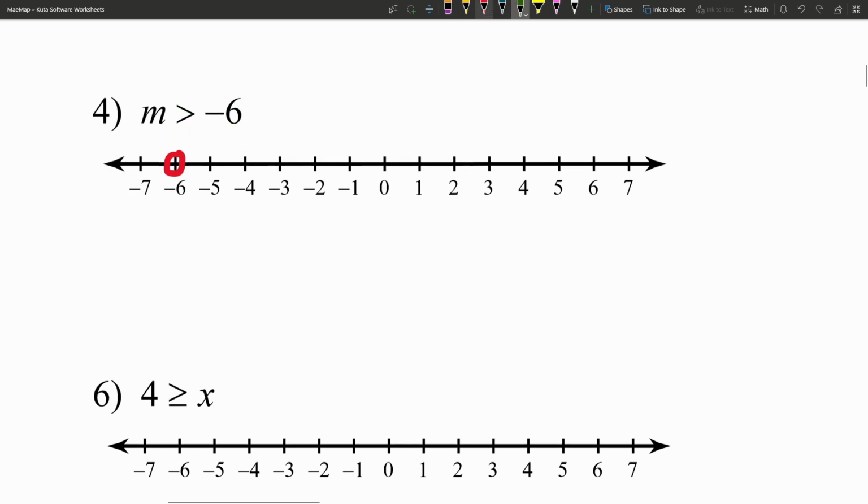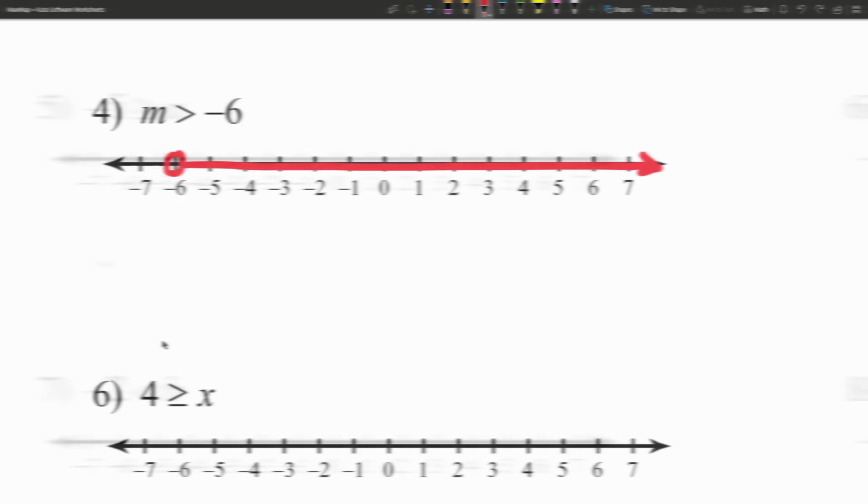And if m is greater than -6, the values it could have would be, well, -5 is bigger than -6. 4 is bigger than -6. Is -7? No, -7 is not. So I know I'm going to be shading to the right of that circle that I just drew. And is the circle that we circled around -6 filled in, or is it empty? Does it look like this or this? It's going to be empty. So we're not going to fill it in because m cannot be -6. It needs to be greater than, but it can't be equal to it.